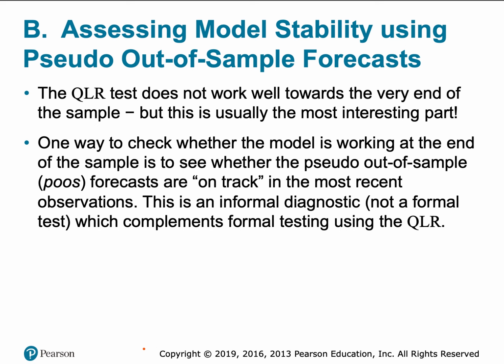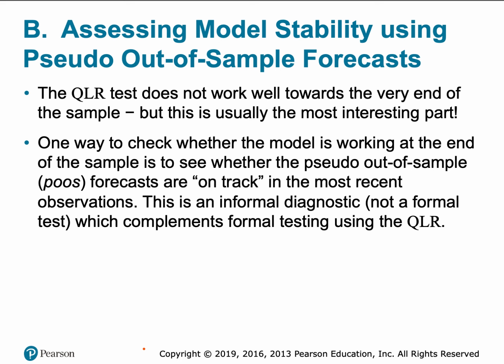In the last two videos, we talked about using the Chow test and the QLR test to test for break dates. In this video, we are going to discuss assessing model stability using pseudo out-of-sample forecasts. Our QLR test does not work very well towards the end of the sample. That's why we are trimming 15% at the beginning and end. But this is usually the most interesting part, the end of the sample, because from there we want to make a forecast.